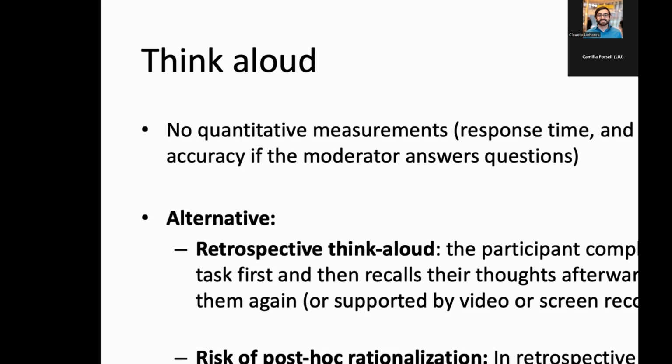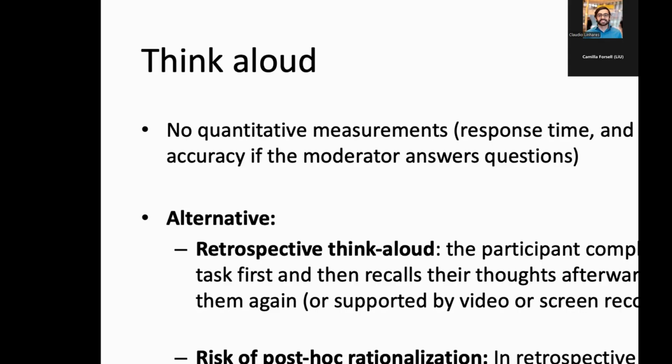What is important, and something that my students tend to forget, even when I point it out, is that if you have participants talk aloud, you cannot take any quantitative measurements during that time, right? If you want to investigate task performance and measure response time, if some persons speak a lot and some a little, I mean, the results are flawed, right? But there are ways to overcome this.